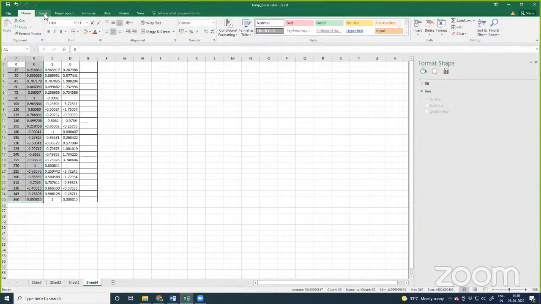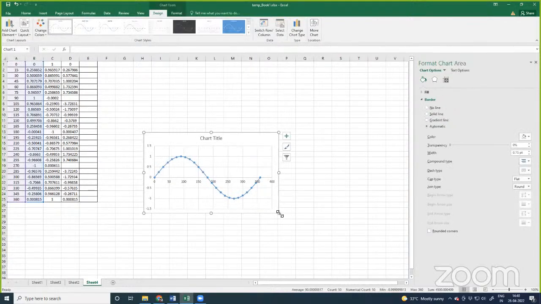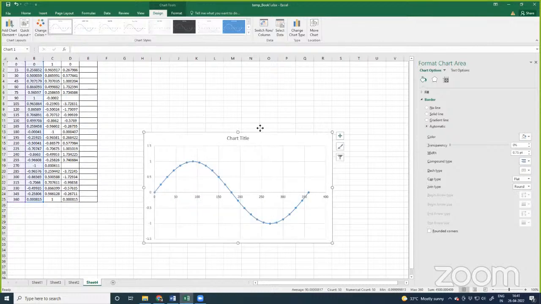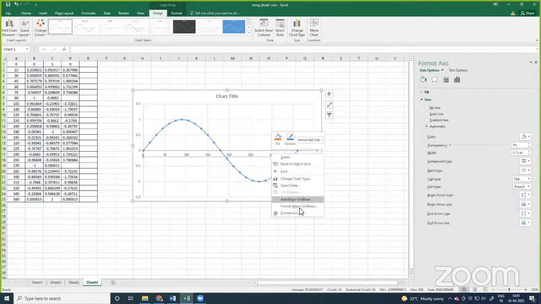Go to Insert, Scatter, Sine. This is where I made a mistake at the time, with the sine curve I showed here. This is not in radians, it should be in degrees. The label should be for every 30. You have to take care of this.